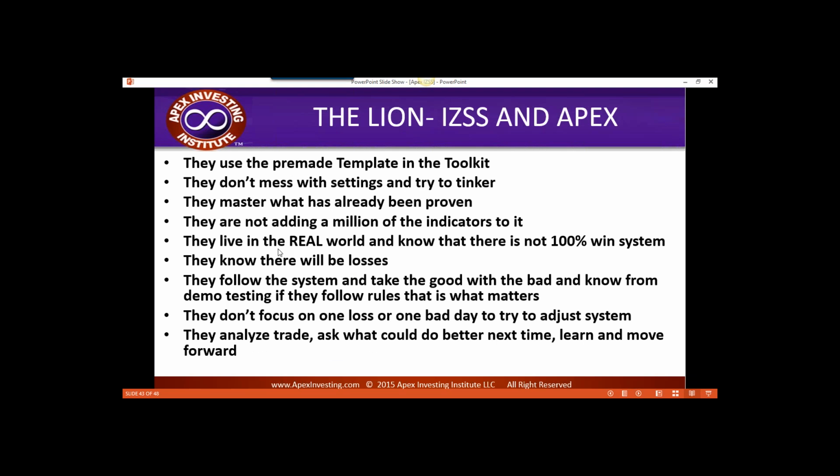You're using the pre-made templates in the toolkit. You're not messing with all the settings and tinkering, adding stuff in. You're trying to master what's already been proven to work, not trying to add a million things to it.